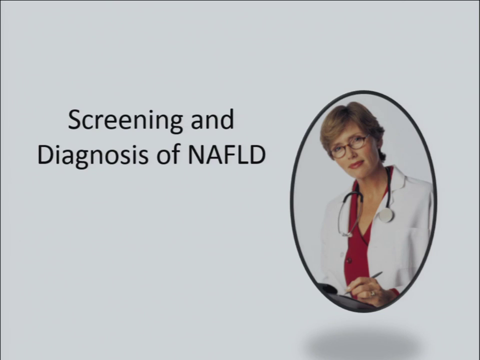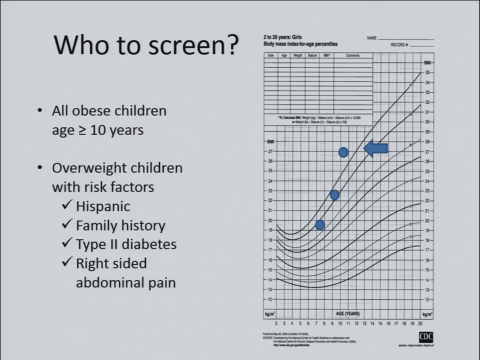Okay, on that note, how do we screen and how do we diagnose NAFLD? So I mentioned obese children are recommended to be screened for NAFLD at age 10, and that's from the expert committee guidelines that came out a while back. So many children will be presenting in your office at that age. Overweight children should be screened at age 10 if they have risk factors that place them at higher risk. And some of those factors that have been listed include being Hispanic because of the known increased prevalence rate, and then also if they have a family history of NAFLD.